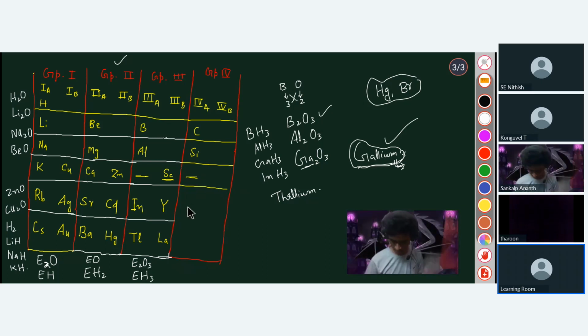It was actually germanium. Then it was tin here. Sn is the symbol for tin, and then here Pb. Pb is the symbol for lead. After scandium, it is titanium, then zirconium, and then hafnium, Hf.